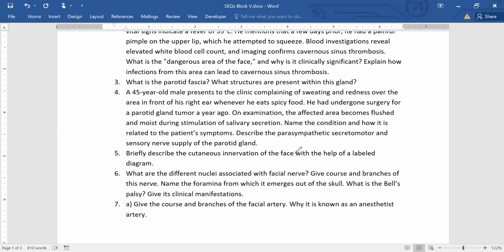Now, what are the different nuclei associated with the facial nerve, and give the course and branches of this nerve? Name the foramen from which it emerges out of the skull, and what is Bell's palsy? Give its clinical manifestation. So, a question regarding the nuclei associated with the facial nerve. You have to tell about the nuclei which are present in the pons and medulla area. Okay, so the motor nucleus of the facial nerve, the salivatory nucleus, the lacrimatory nucleus. So these are the nuclei.